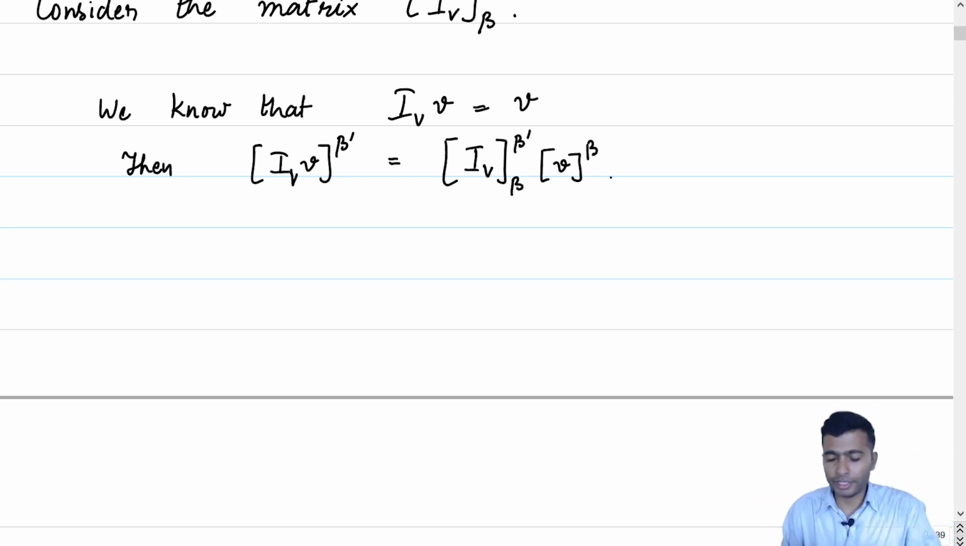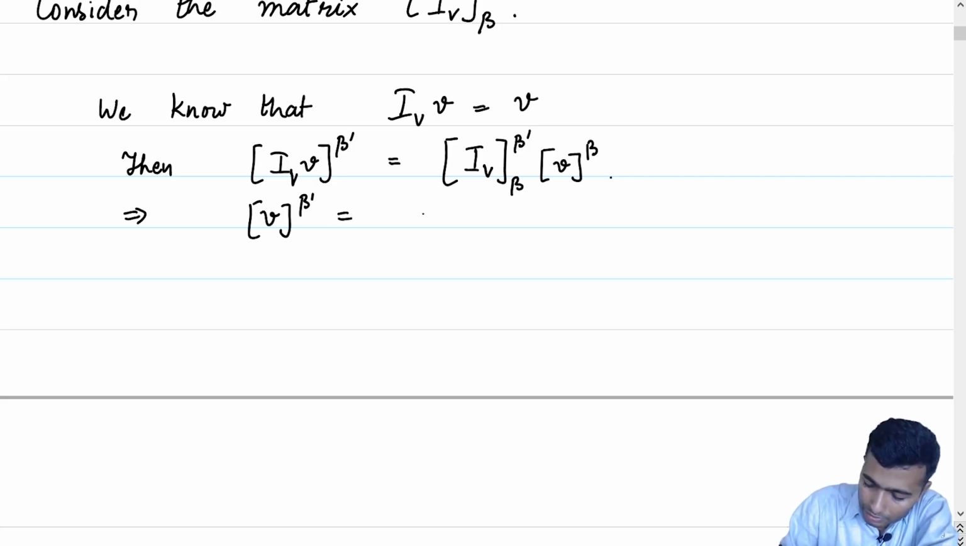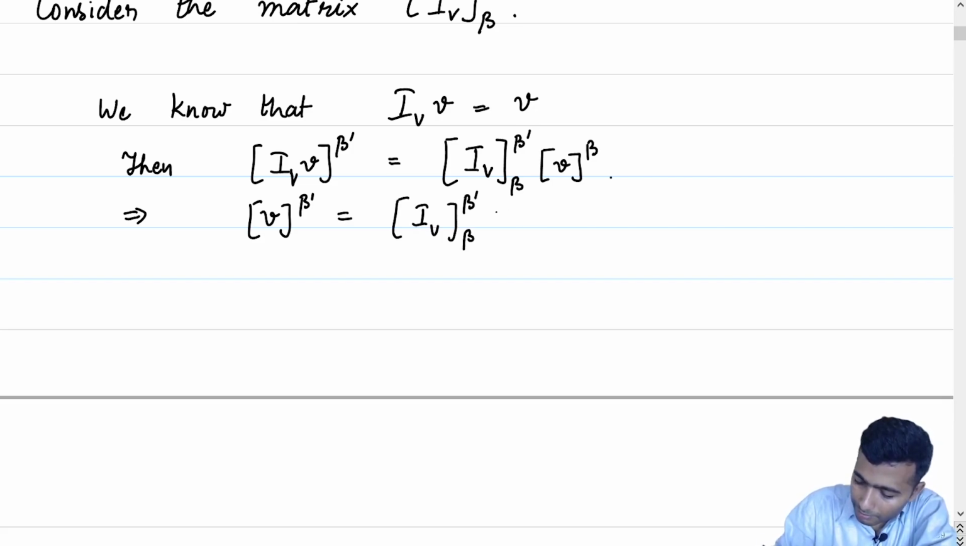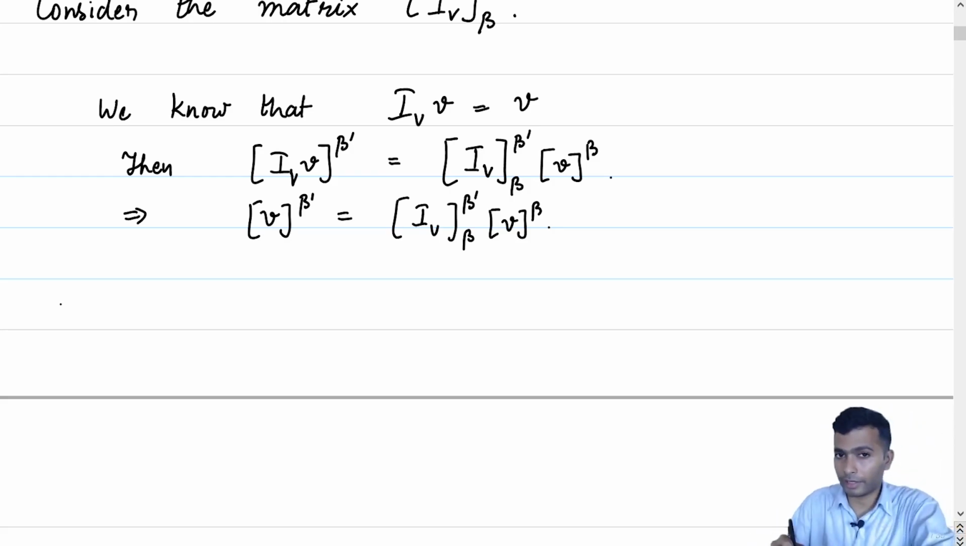IV is after all a linear transformation, right? But what is IV of V? This gives V beta prime is equal to IV beta prime times V beta. We have found out explicitly what the relationship between V beta and V beta prime is. It's related by the matrix multiplication of the matrix IV with respect to beta and beta prime.